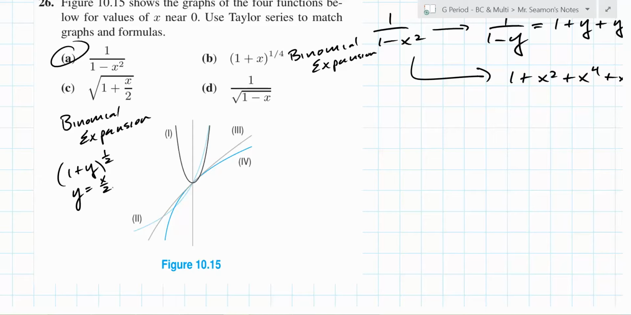Look at the last one. What can we use on the last one? Binomial again. That's going to be 1 minus y, or 1 plus y if you wanted, to the 1/2. And what do you let y equal? Negative x. Oh, negative, yeah. Done. So you're using binomial expansion 3 times on this.